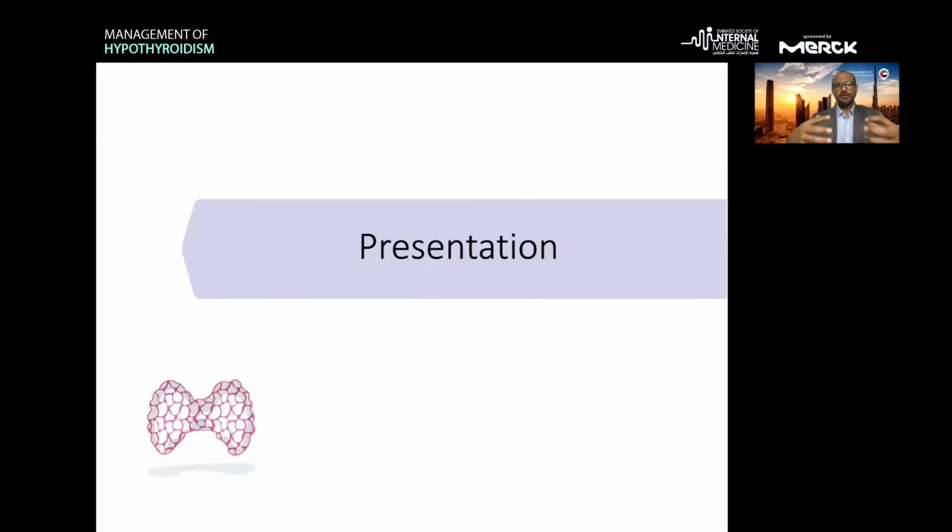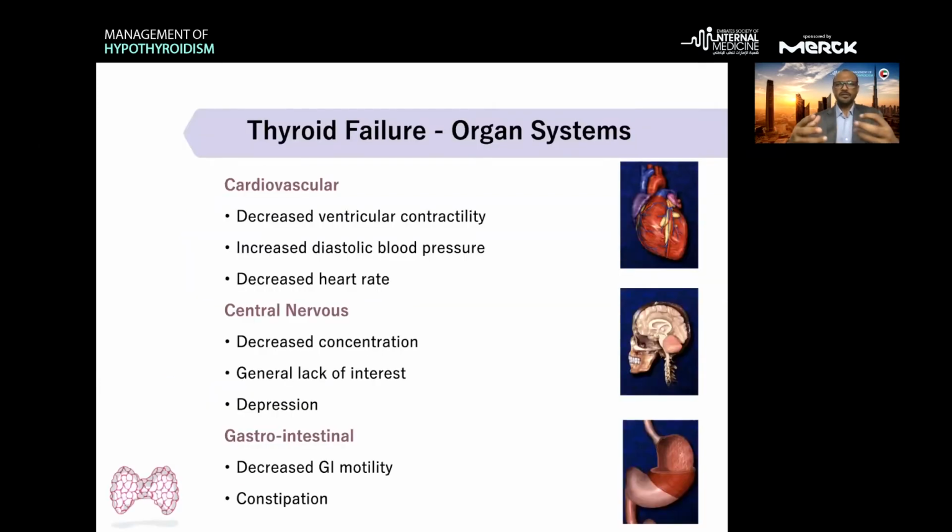So how does a patient with hypothyroidism present? As you know, hypothyroidism does affect almost each and every organ in the body. So the usual presentation might involve cardiovascular disease, central nervous system, GI manifestations or even skin manifestations. In the cardiovascular system, it's associated with decreased ventricular contractility and reduced heart rate. They might present with bradycardia. And if you look at the effect on blood pressure, you might find an elevated diastolic blood pressure.